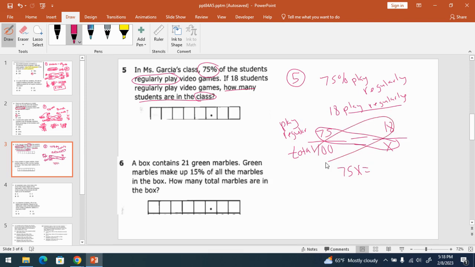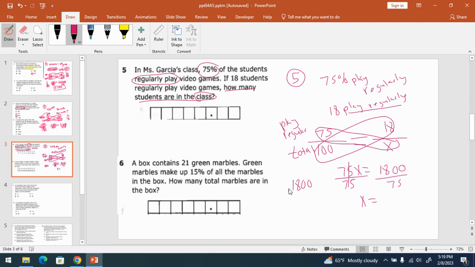18 times 100. Again, when there's zeros at the end, which since it's percent problems, it's always going to have zeros at the end, because percent means out of 100. So that would be 1800. 1800 divided by 75. What you do to one side, you do to the other, divided by 75. Cancels x. This time I don't have zeros to cancel, so too bad. I'm going to have to divide the whole thing.